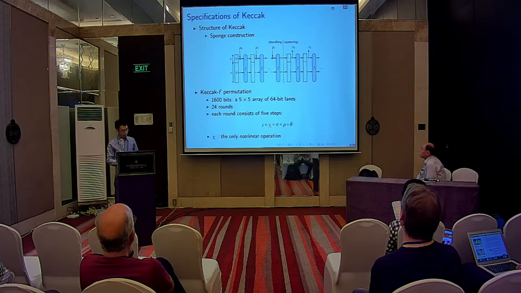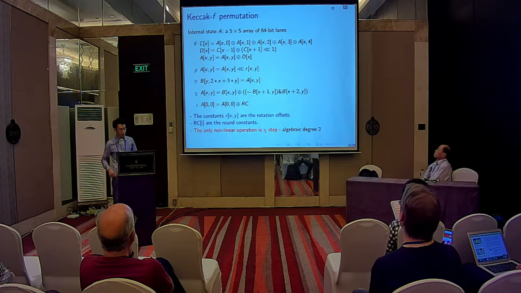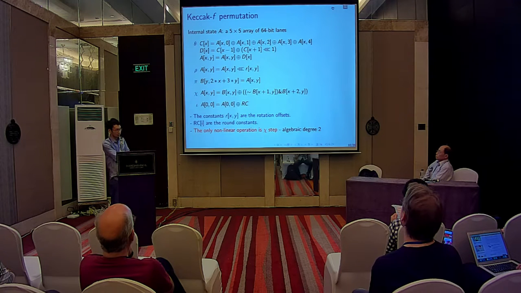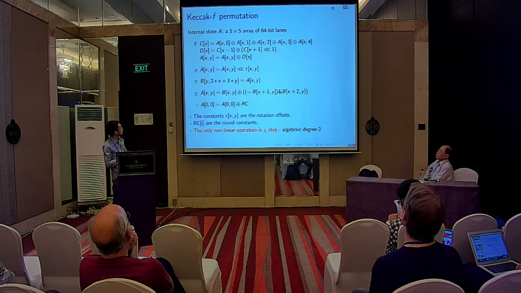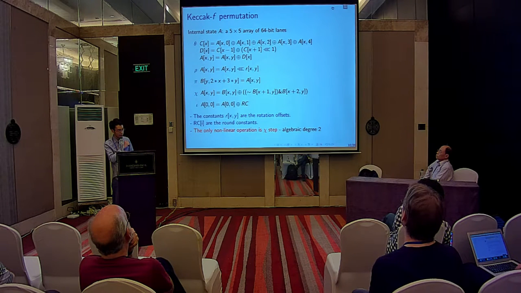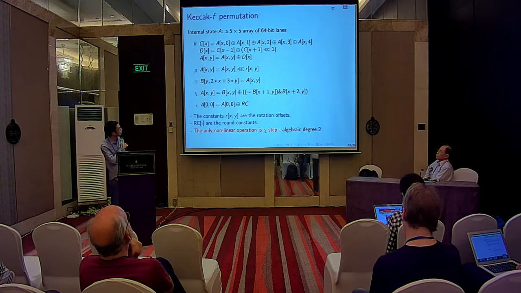Okay, let us show the details of the Keccak-f computation. The Keccak-f computation contains five steps. The first step is theta. In the theta step, each bit is summed with 11 bits into one bit.